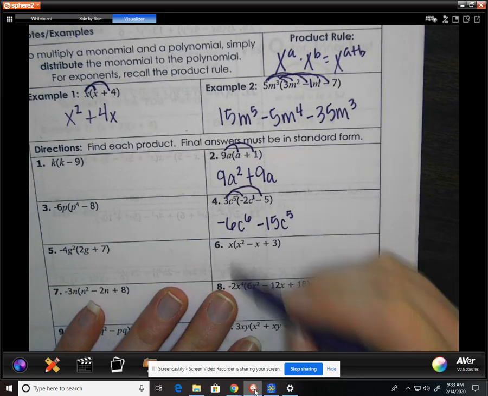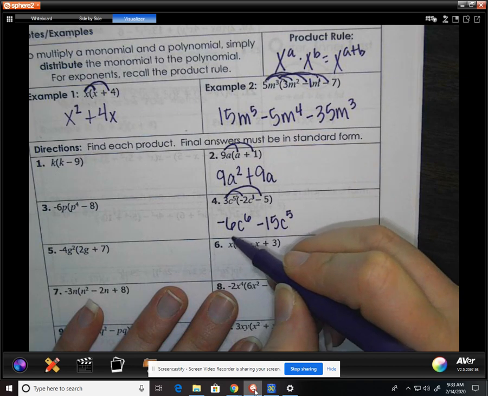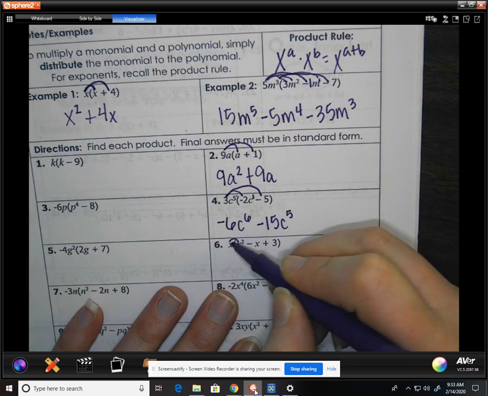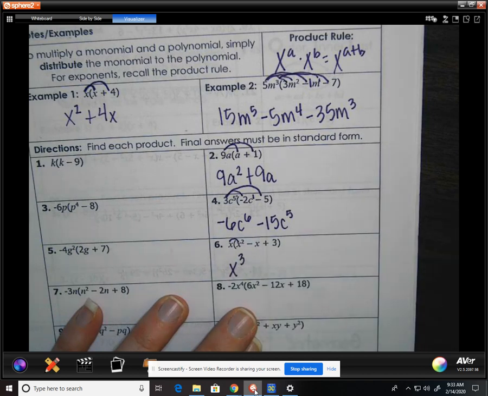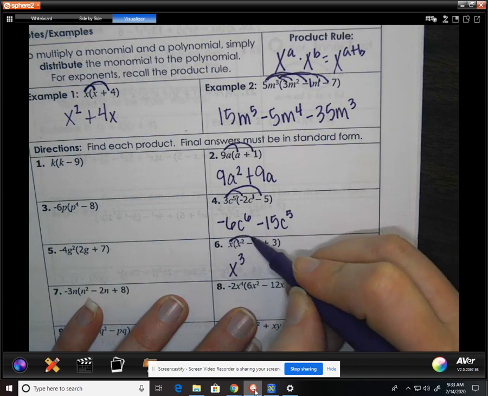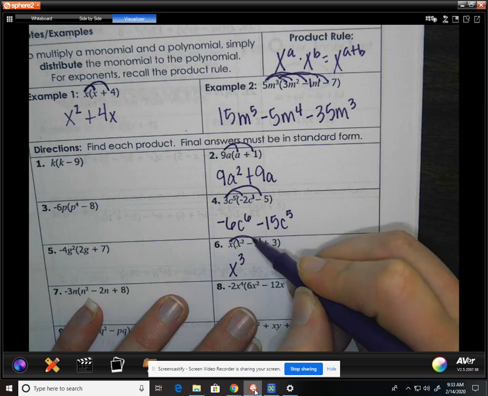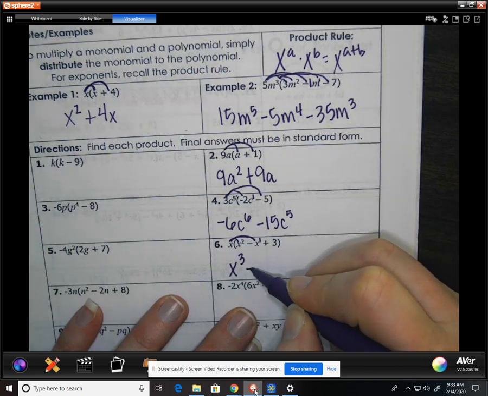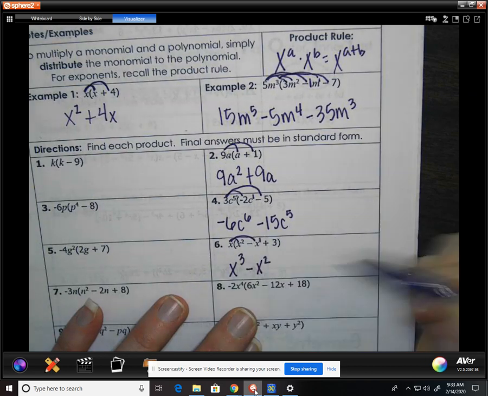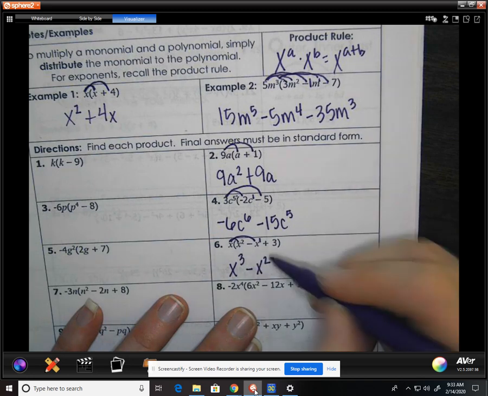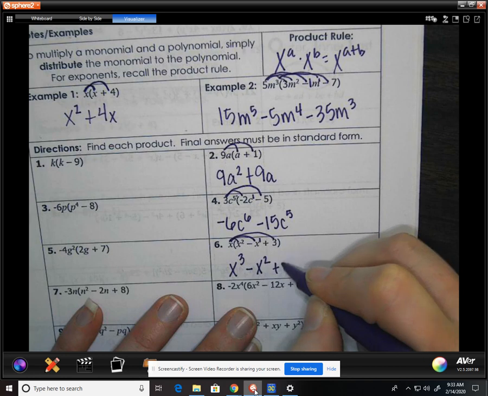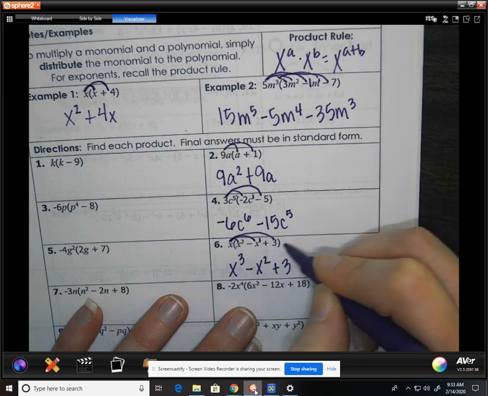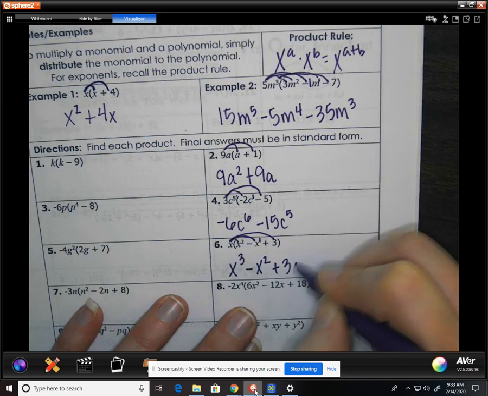For number 6, I do not have a coefficient on this x, so I'm just going to do 1 plus 2, and that gives me x to the 3rd because I don't need to worry about coefficients. And then I'm going to do 1 plus 1, and I have to keep this sign, so negative, and this becomes x squared because 1 plus 1. And then I multiply x times 3, and since I do have a coefficient, I keep the positive 3, and then I add my x's, and there's only one x, so I just bring the x down.